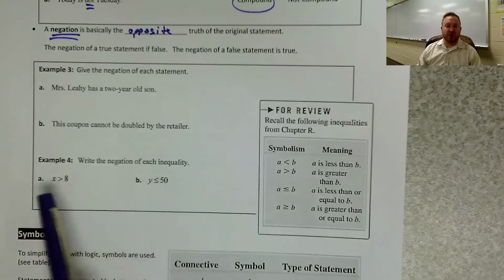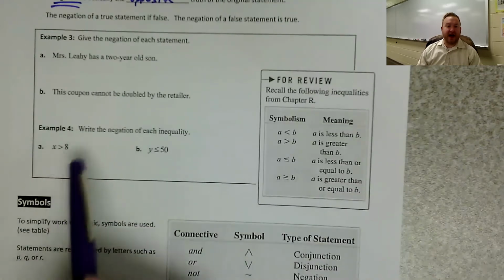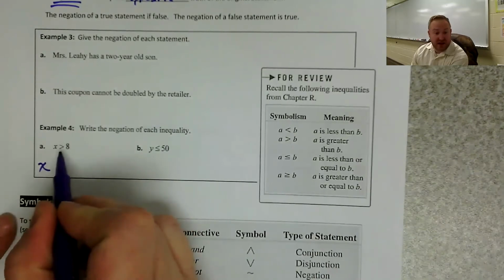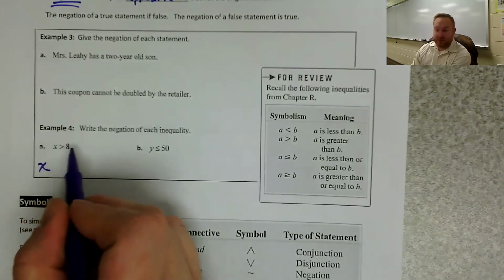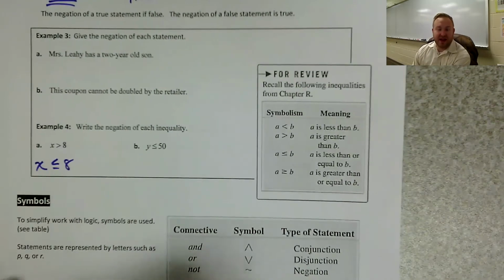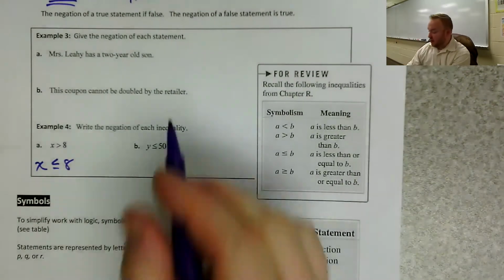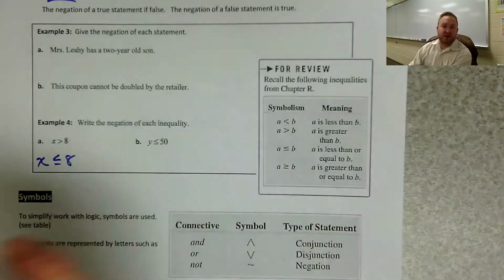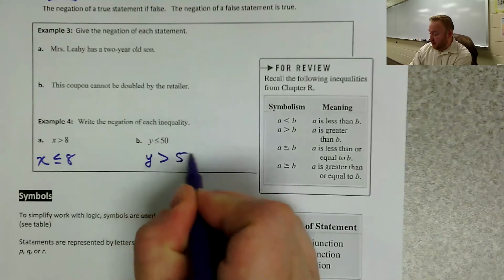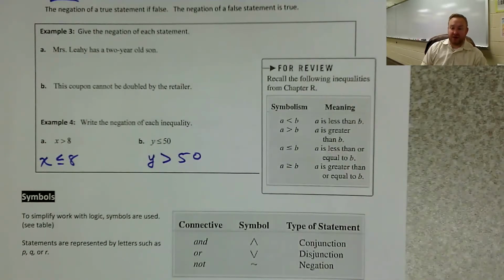Okay, down here we have some more mathematical negations. Like, what's the opposite of x is greater than 8? So instead of using all the numbers bigger than 8, we would use all the numbers less than or equal to 8. That would be the negation. It kind of means everything else. y is less than or equal to 50. Well, instead of all the numbers less than or equal to 50, the negation of that would be all numbers bigger than 50. There you go.